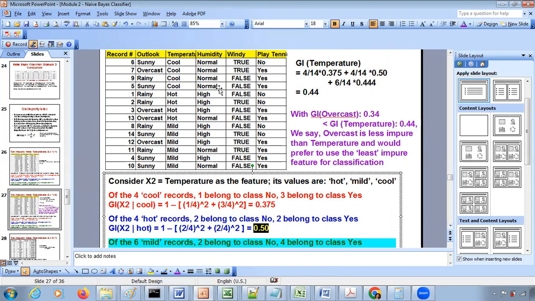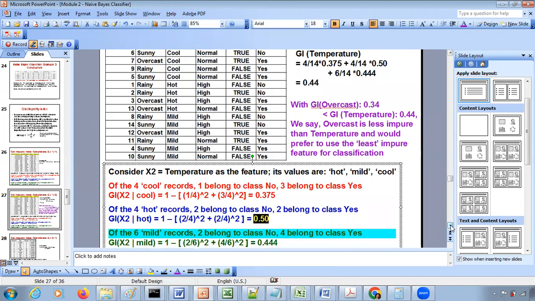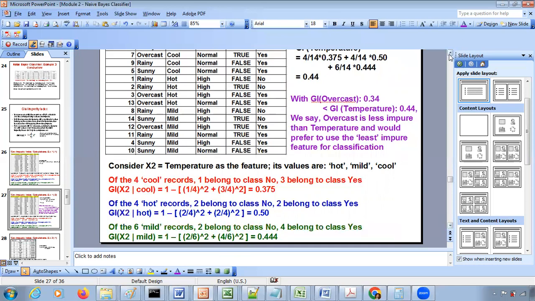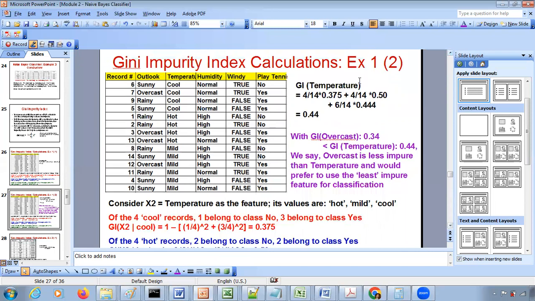There are 6 mild records, 2 no's and 4 yes. So that will be 1 minus, 2 of the 6 belong to class no, and 4 over 6 belong to class yes. Square each of these fractions, add them up, and 1 minus that is going to be 0.444. So if you now look at the temperature feature as a whole, and we want to compute its Gini index, then 4 of the 14 records have cool, and its Gini impurity index is 0.375.